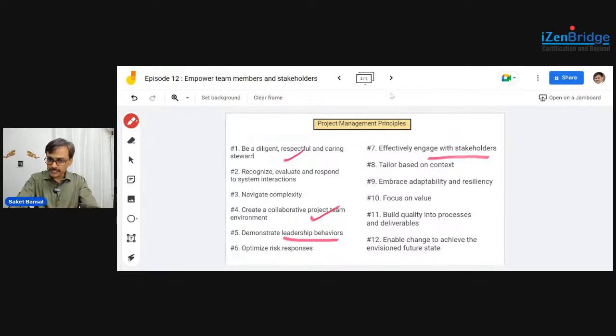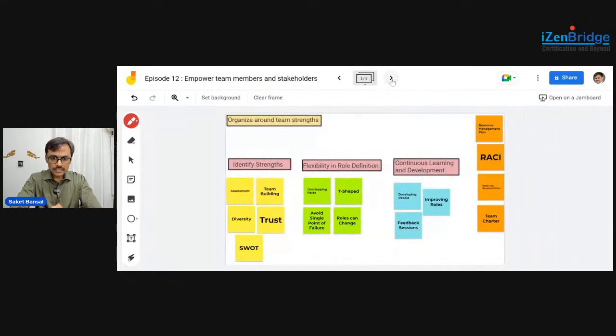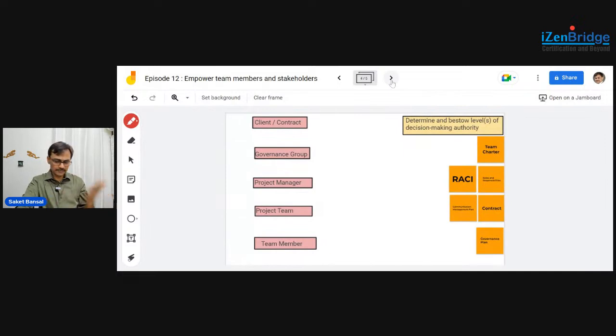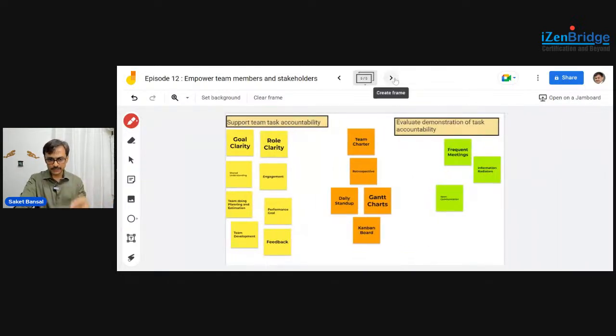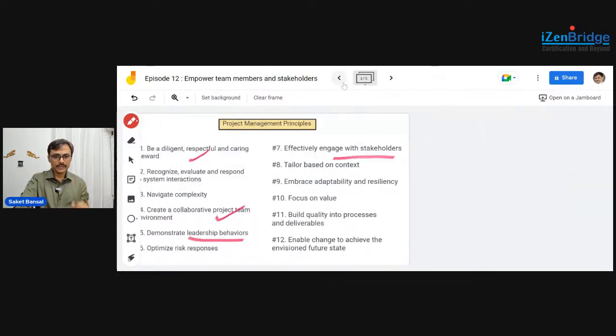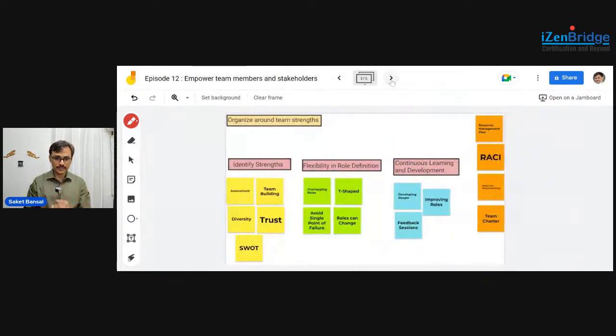So let's get into a little bit of detail. Organize around team strengths. That's the first subtask. Then we will talk about, we are using a different sequence than the enabler, we will explore determining the best levels of decision-making authority. And then we will explore supporting team task accountability and evaluating demonstration of task accountability. So all the 4 subtasks we will explore one by one. So let's start with the first one, organize around team strengths.